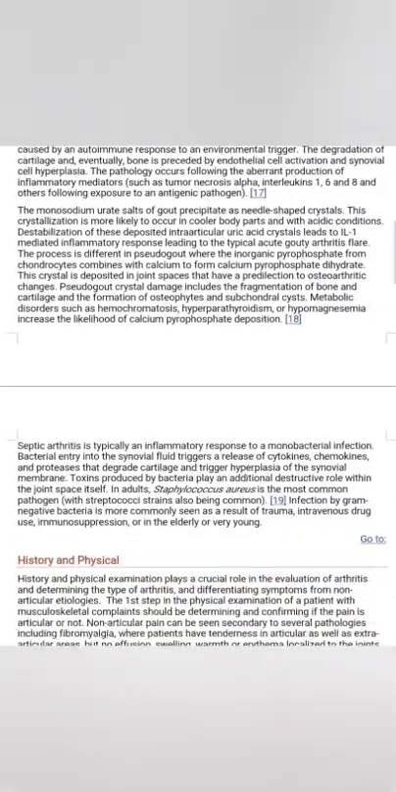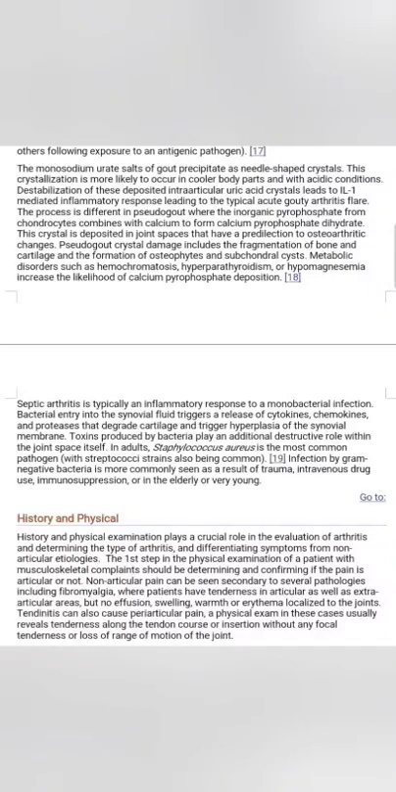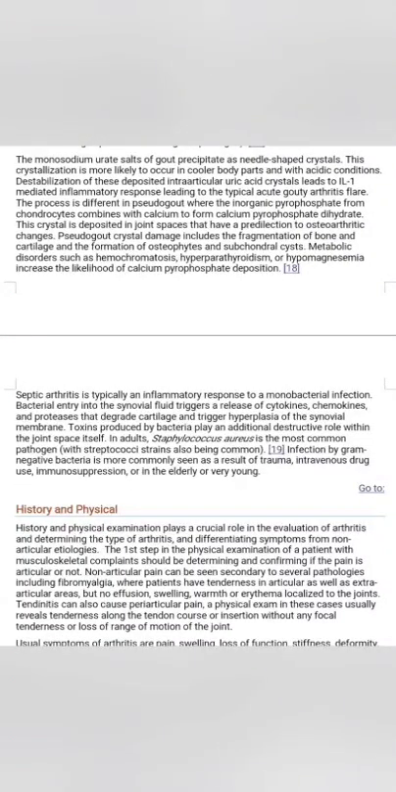Then we have the septic arthritis. This one is typically an inflammatory response to a monobacterial infection. Someone might be having a bacterial infection in blood or in the body somewhere, and then it ends up affecting the joint, and someone gets septic arthritis. So bacterial entry into the synovium and proteases that degenerate cartilages and trigger hyperplasia of the synovial membrane.